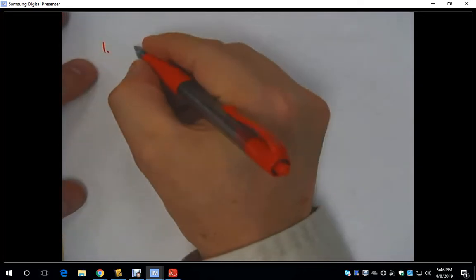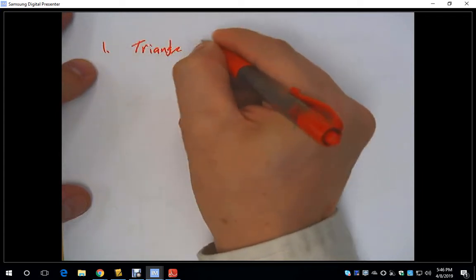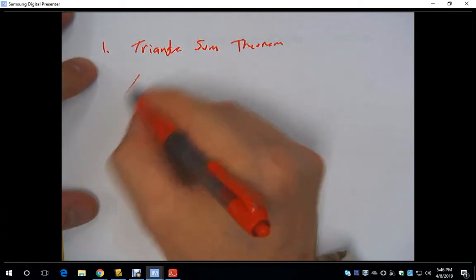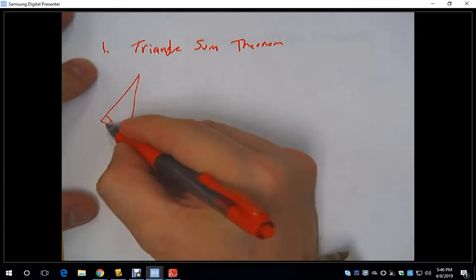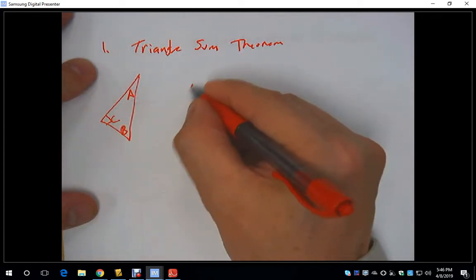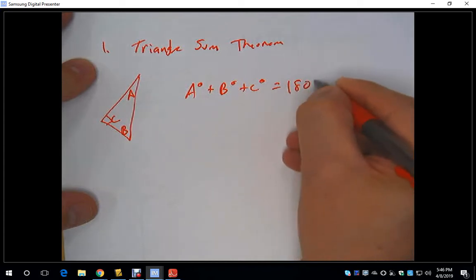So one of the tools that we have is called the triangle sum theorem. And the triangle sum theorem says that when we have a triangle, then angle A plus angle B plus angle C equals 180 degrees.